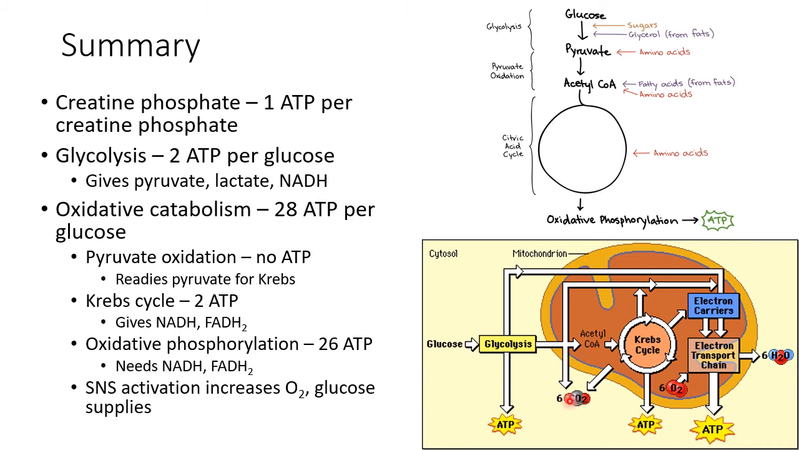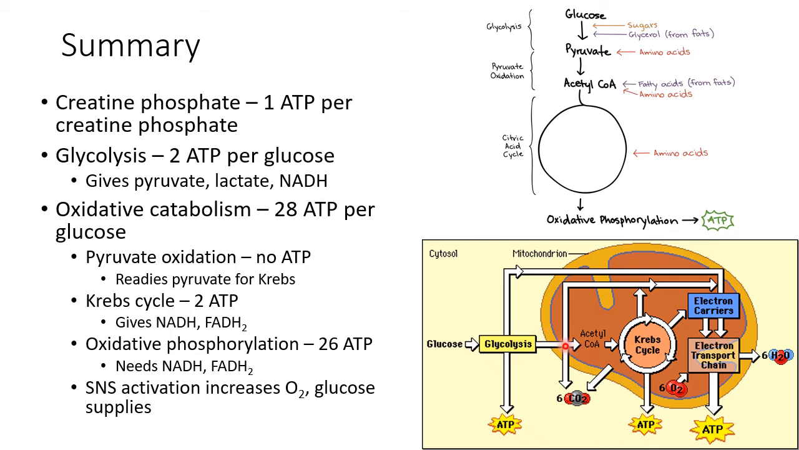In this kind of graphic format here, you have glucose entering glycolysis. It comes out as pyruvate, which would go through pyruvate oxidation to convert it to acetyl-CoA. Acetyl-CoA then enters the Krebs cycle, which makes a bunch of NADH and some FADH2. Those are electron carriers that go to the electron transport chain of oxidative phosphorylation. You also have more NADH made from glycolysis. That's an electron carrier that enters the electron transport chain.